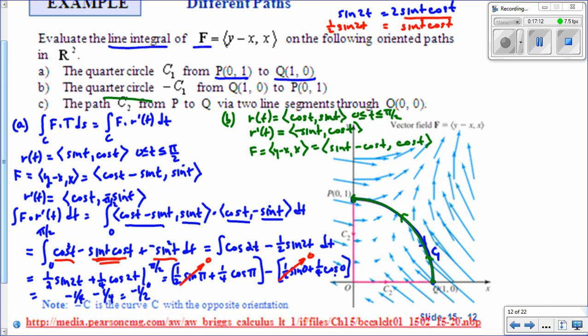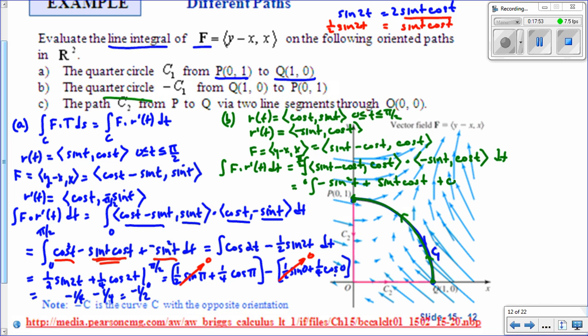Okay, so now the line integral. F dot r prime will be sine t minus cosine t, comma, cosine t, dotted with the vector minus sine t, cosine t. And our parameter goes from 0 to pi over 2 again. So this equals the integral of negative sine squared t plus sine t cosine t plus cosine squared t.